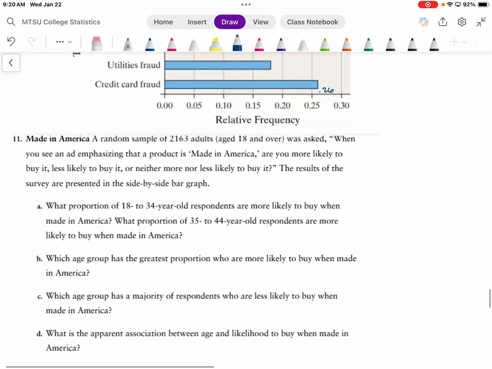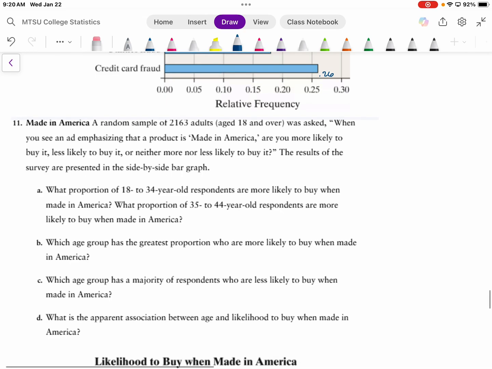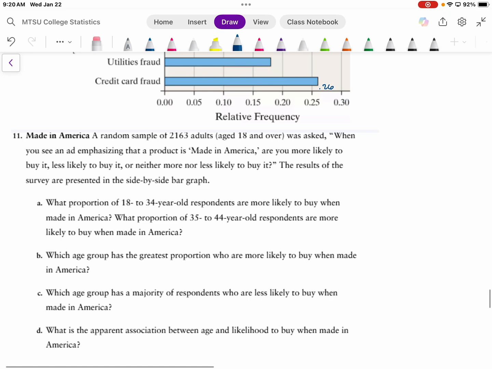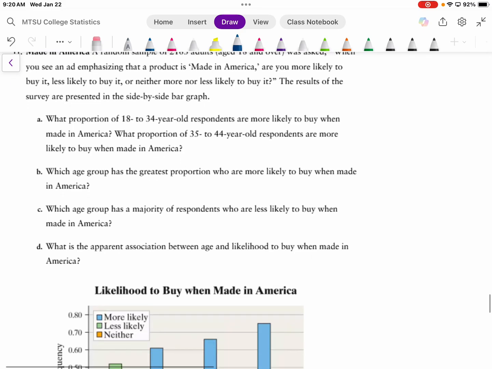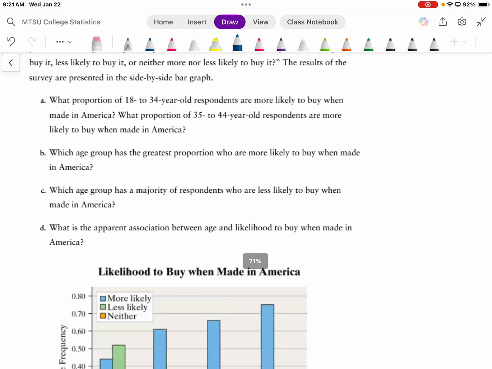This is the last one, and then we get to do a long one together, doing all the parts to it. So, Made in America. A sample of 2,163 adults age 18 and over were asked, when you see an ad emphasizing that the product is made in America, are you more likely to buy it, less likely to buy it, or neither more or less likely to buy it? The results of this survey are presented in a side-by-side bar graph below. And they asked us what proportion of 18 to 30-year-olds responded more likely to buy when made in America.